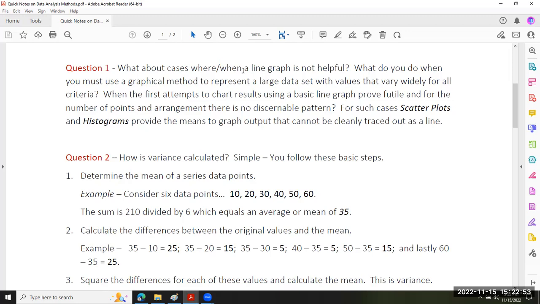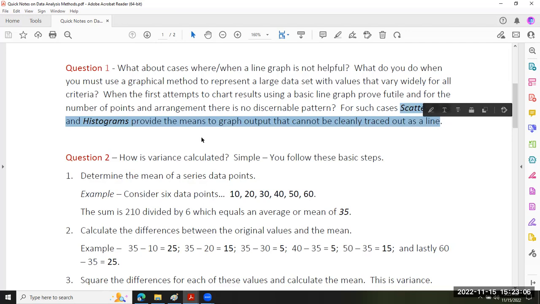There are cases when a line graph isn't helpful. And so there are other times where you want to use other types of graphical representations. Scatter plots and histograms are a great way to identify the patterns in data output, especially when the output can't be cleanly traced as a line, right? So if you're representing data points on a graph and they're all over the place and there's no discernible line, that's one good way to take a fresh look at the data.